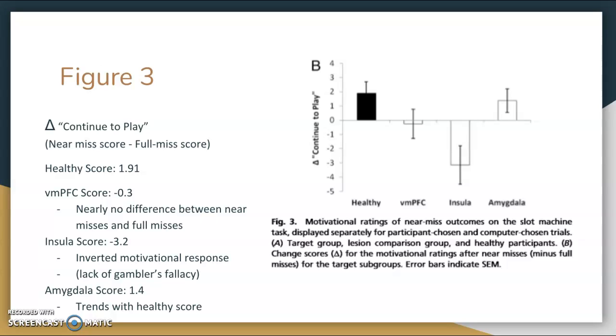If we keep going on and look at the insula score, you see a negative number, negative 3.2, which shows an inverted motivational response. So instead of being more motivated to continue playing after a near miss, insula lesion participants seem to be less motivated to continue playing, which may show a lack of a gambler's fallacy in insula lesion participants. Lastly, the amygdala score was 1.4, which is on trend with the healthy participant score.